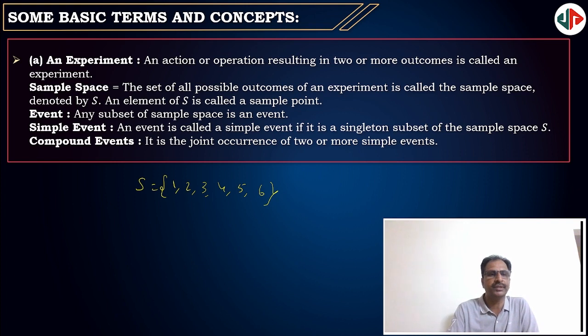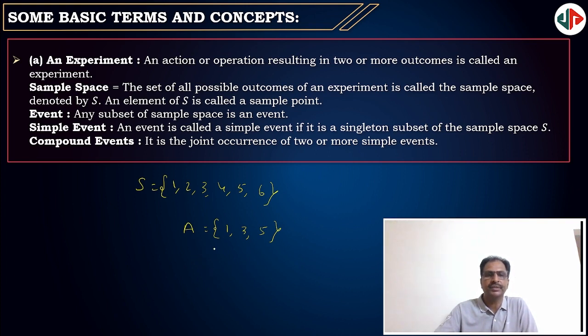Next, what is the definition of an event? Any subset of sample space is an event. For example, in the sample space of rolling a die, getting an odd number means getting 1, 3, 5. This is a subset of sample space, so this can be called an event. Simple event: an event is called a simple event if it is a singleton set. Singleton subset means that the subset should contain only one element. So a set containing only one element is known as a singleton set.